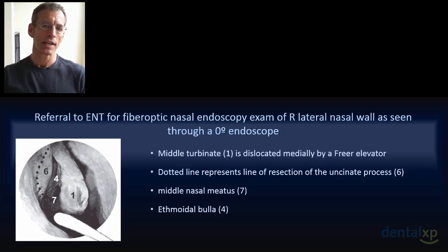If I refer to the ENT, he tries to perform a fiber optic nasal endoscopic exam. Here you see a drawing of the right lateral nasal wall. Number 1 is the middle turbinate, which is displaced medially by the Freer elevator. Number 6 will represent the line of resection of the uncinate process that is performed during functional endoscopic sinus surgery. 7 is the middle nasal meatus, which grants the pathway to the ostium to examine the sinus.